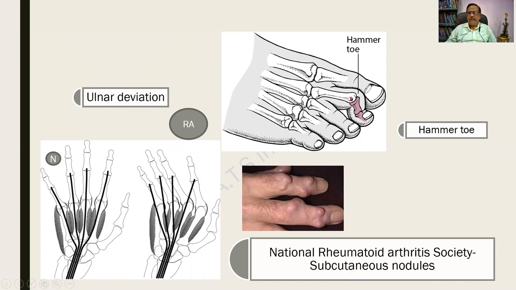There is another condition called the hammer toe. Initially, I thought it would be as though a hammer is hitting a toe and breaking it. It is not so. Because of the cripple, you find that there is a shape that is obtained. This is almost hammer-like in shape, and this is called a hammer toe. Another abnormality will be the subcutaneous nodules. This is a picture that has been provided by the National Rheumatoid Arthritis Society, in which multiple subcutaneous nodules will be seen. And these will be again granulomatous lesions with fibrinoid necrosis.